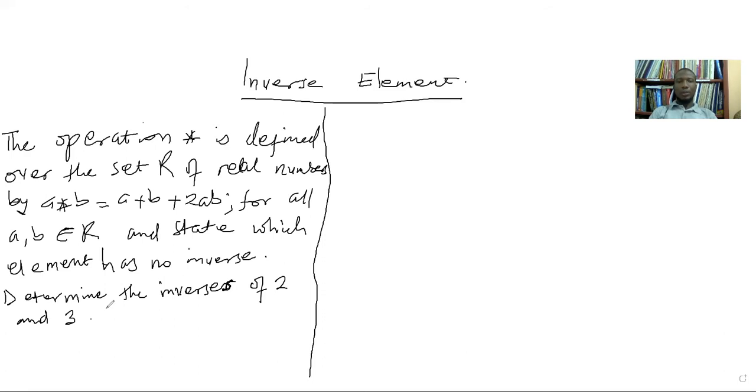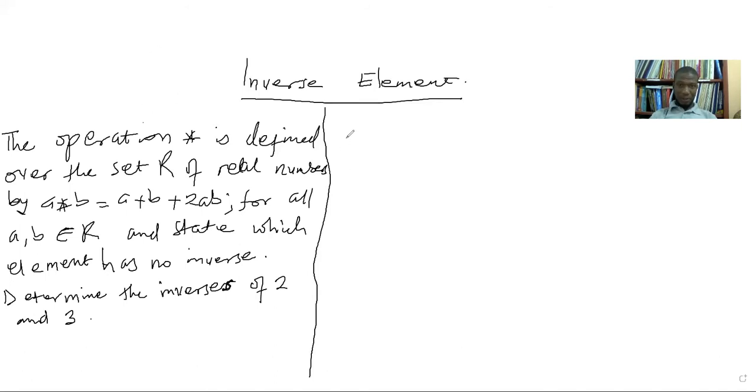Good. So again, the first question here is we should state which element has no inverse. There, it only means that we are first of all going to find the inverse. After finding the inverse, we'll find the number that will make the inverse undefined. Any number that makes the inverse undefined means that that number has no inverse. That's why it makes it undefined. So let's go. Like we said from the beginning, for us to be able to find the inverse, we must first find the identity element. So that's where we are going.